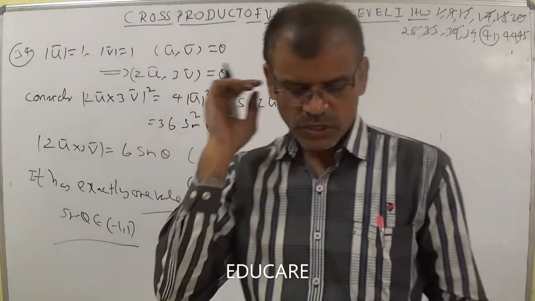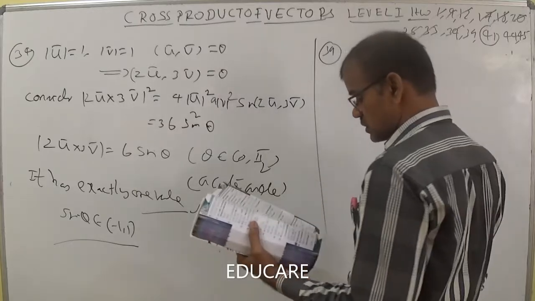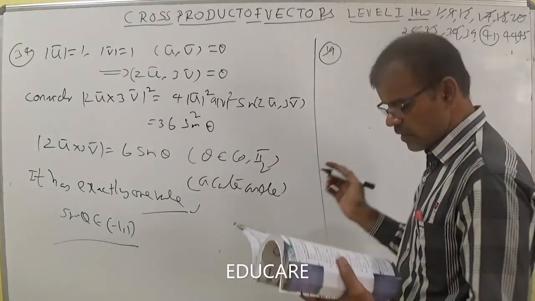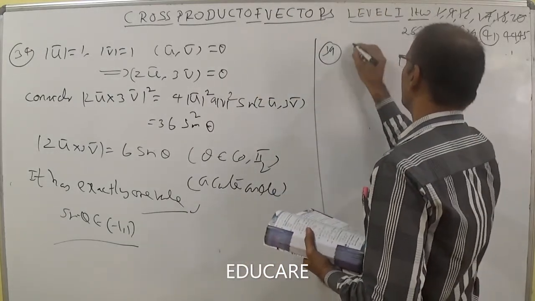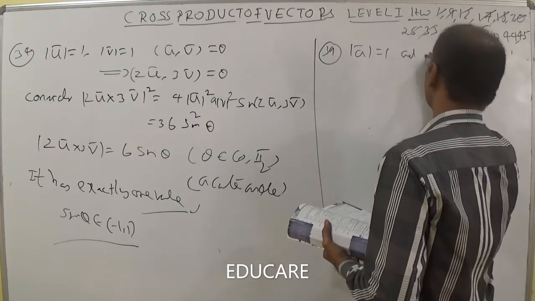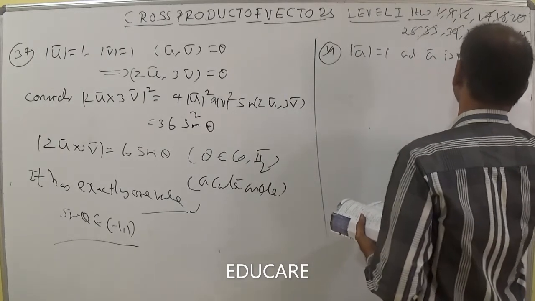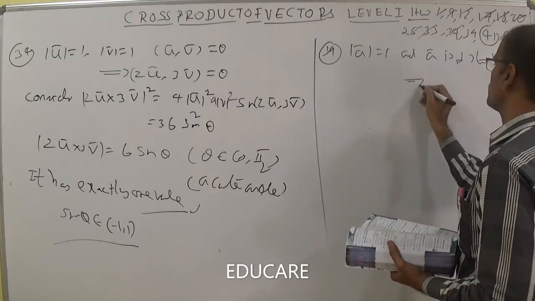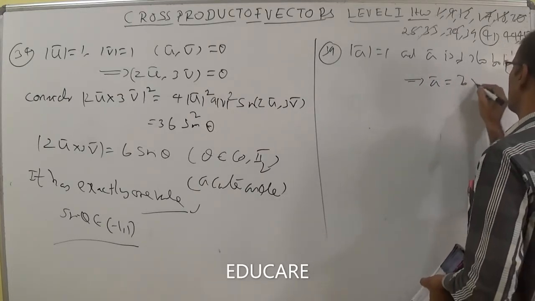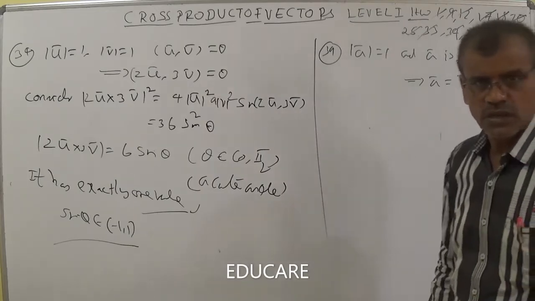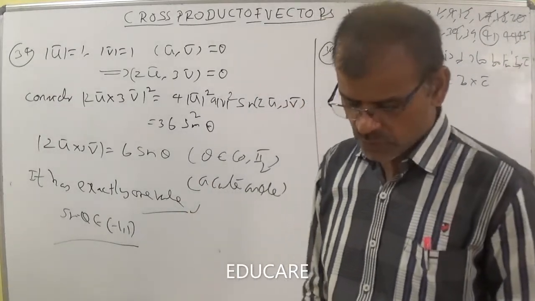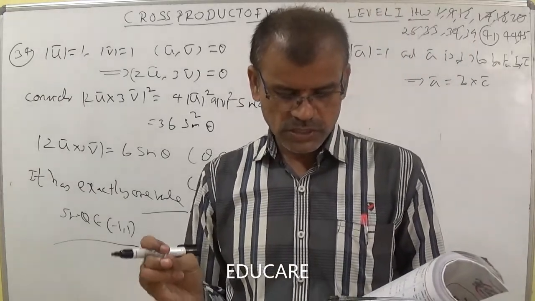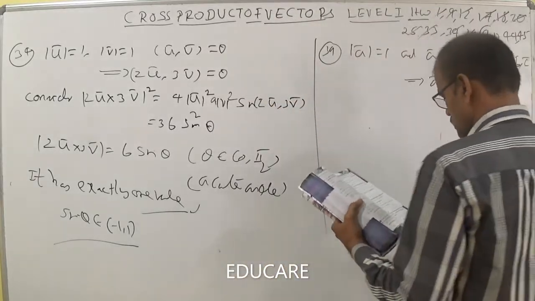Let A bar be a unit vector perpendicular to unit vectors B and C, and if the angle between B and C is alpha, then what is the value of B cross C, he is asking. A bar is a unit vector, modulus A is equal to 1, that he has given, and A bar is perpendicular to both B bar and C bar. That implies you can understand that if the vector is perpendicular to both B and C, then A bar is equal to B cross C. Find B cross C.